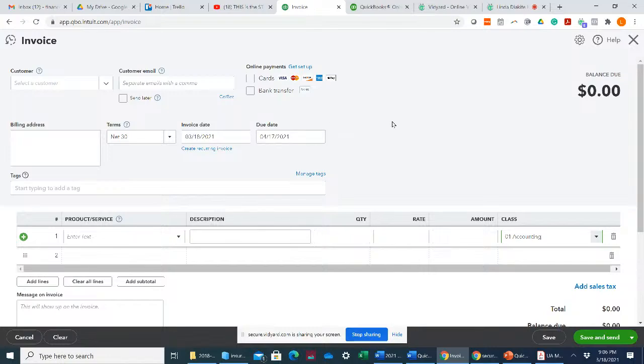So now we're going to go into sales receipts. I know in the last class we talked about that. Someone had a question, what's the difference between a sales receipt and an invoice? So right now, here's an invoice. An invoice is what I call a two-part process.